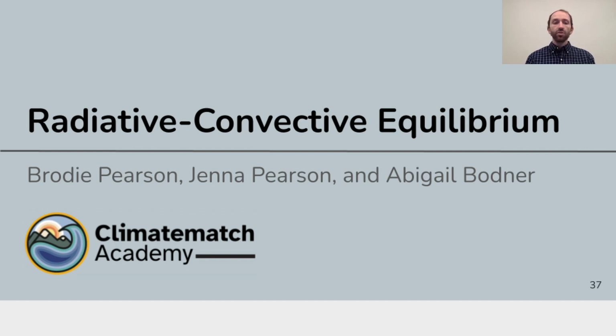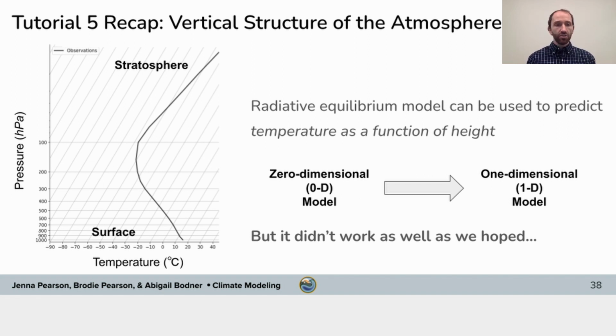Welcome back to tutorial 6, where we're going to be extending our model to turn it into a radiative convective equilibrium model. To recap our last tutorial, you converted your zero-dimensional model that told you about global mean surface air temperature into a one-dimensional model that told you about how that temperature varied with height, which is our dimension. But it didn't work as well as we hoped at predicting the observed global temperature structure of the atmosphere, which is what's shown on the left panel here.